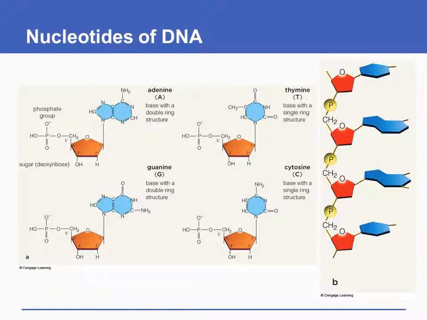Adenine is symbolized by the letter A, thymine by the letter T, guanine by G, and cytosine by C. You want to make sure you know these four types of nucleotides because they are the letters that are used to form the DNA words. So just like the English language has 26 letters, the DNA language has only 4 letters, and it is these 4 letters that are used to form the DNA words.